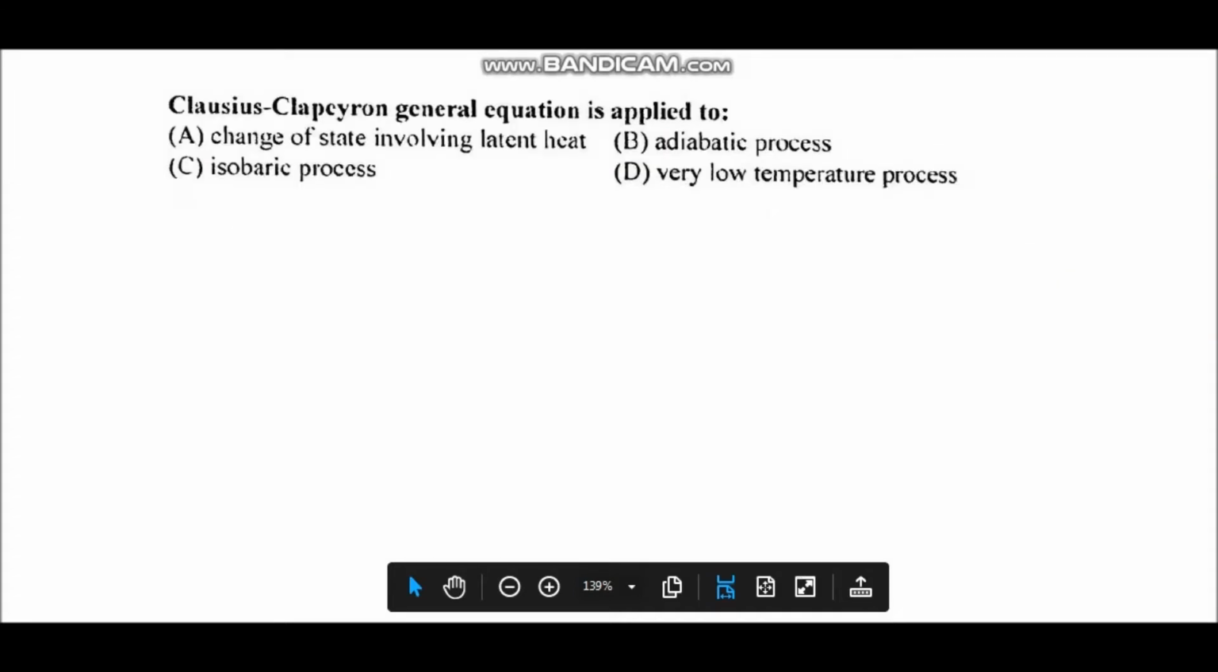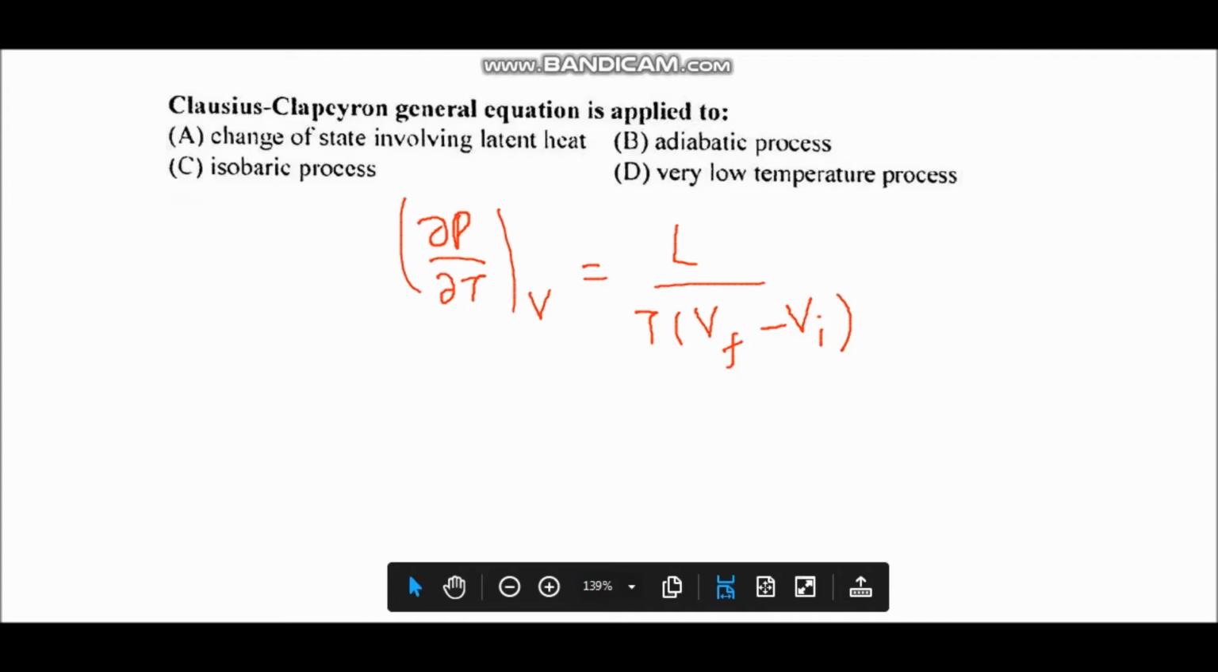The second question is: the Clausius-Clapeyron general equation is applied to. Let us first write the Clausius-Clapeyron equation. dP over dT is equal to L over T times (Vf minus Vi), where Vf minus Vi is the change in volume, final volume minus initial volume. L is latent heat and T is temperature. From this equation we notice that L, the latent heat, is involved in the equation. And what is latent heat?